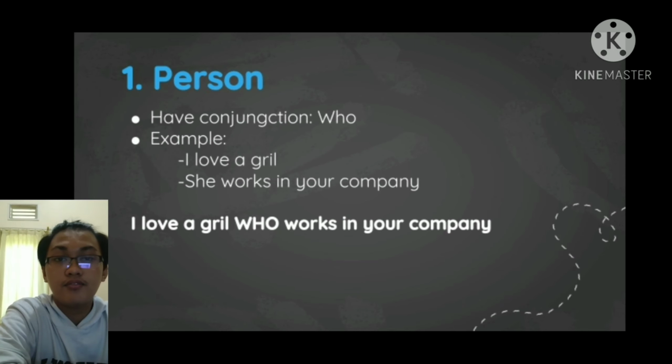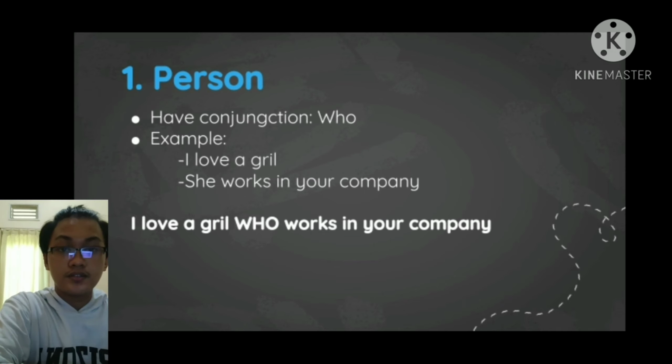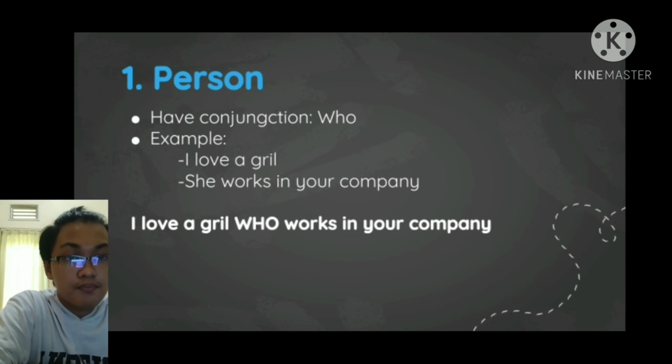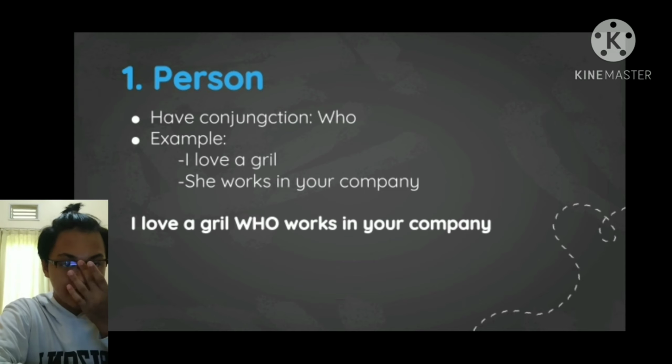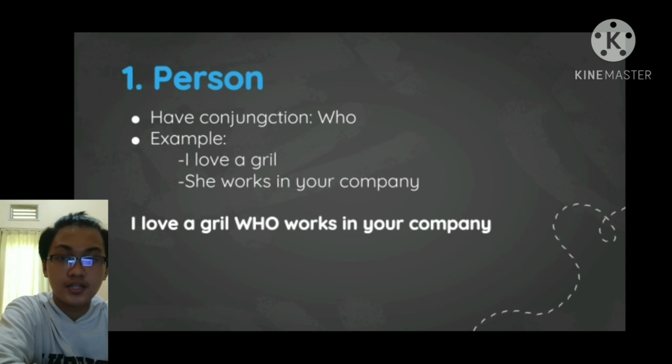And for example, the first example is person. The first example is who, used to describe people. For example, in the first sentence we use I love the girl, and in the second sentence we use she works in your company. In here, she is explaining the girl, and then we change it with who, and we get the final sentence: I love a girl who works in your company.